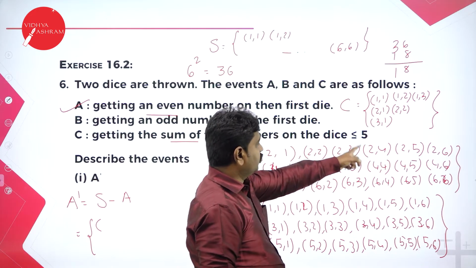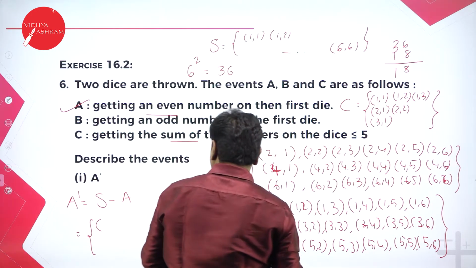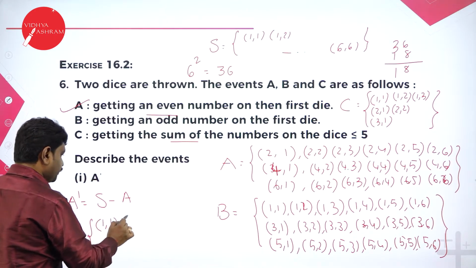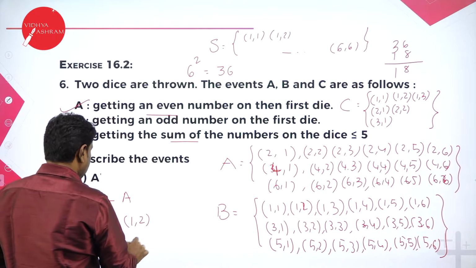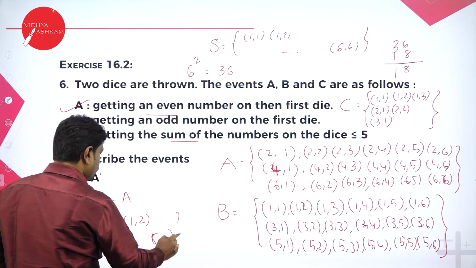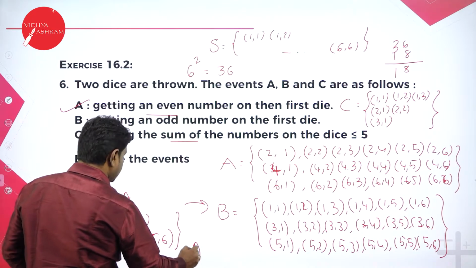1, 2, 3, 4, 5. So another 18 outputs, and exactly I'll get this. I'll get 1, 1, 1, 2, till what? Same as 5, 6. Means our output will be same as this. So your A dash will be equal to B.